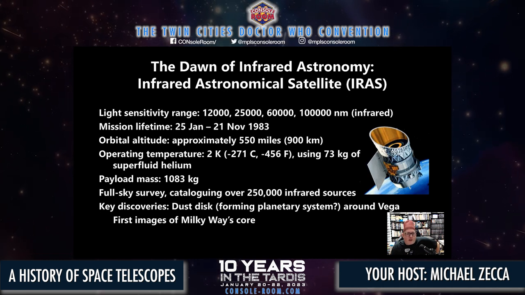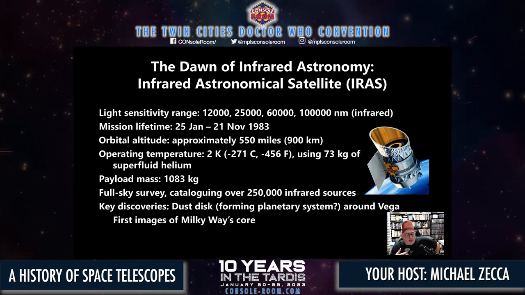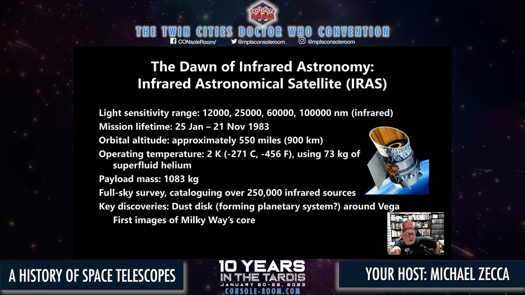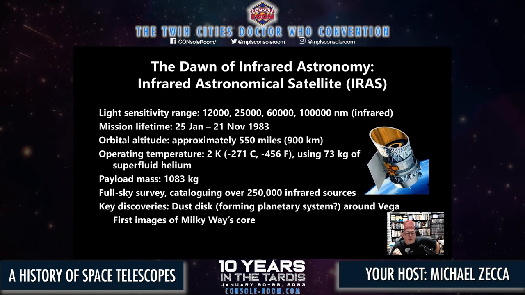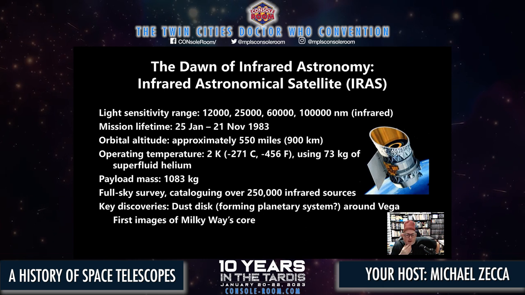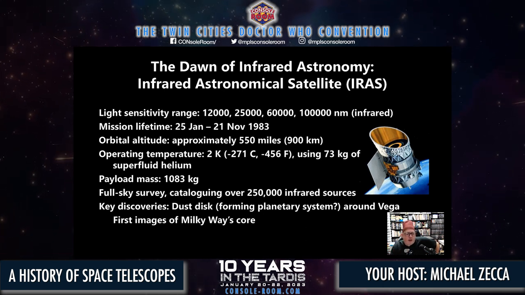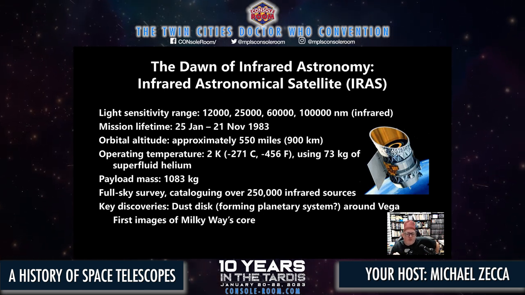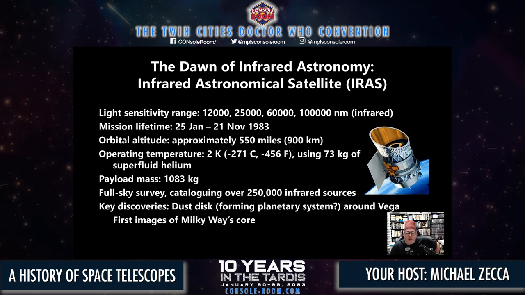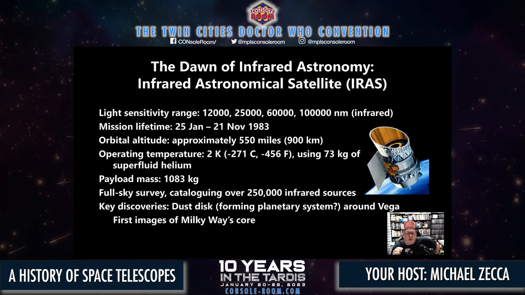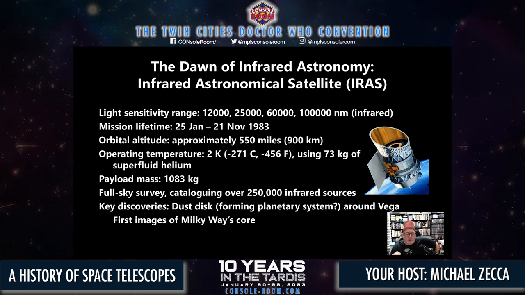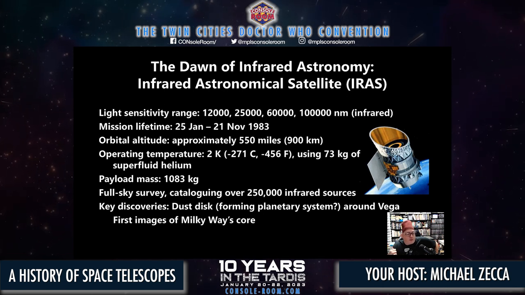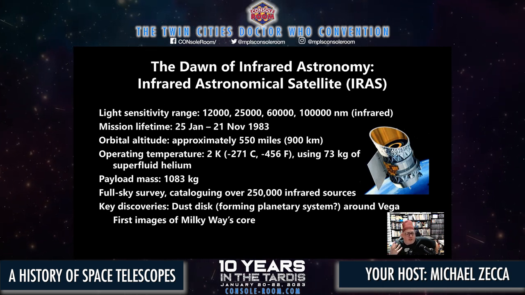In order to do that, we had to keep a supply of extremely cold superfluid helium to run over the detectors. Well, you started with 73 kilograms of that in January of 1983, but over time, that helium evaporates as heat from the surroundings hit it, and so we had to keep using it. And so this had a very short lifespan because of the onboard supply of helium. This telescope weighed about a ton, but in the 10 months that it operated before it ran out of helium, it was able to do a full sky survey. It cataloged over 250,000 distinct infrared sources.